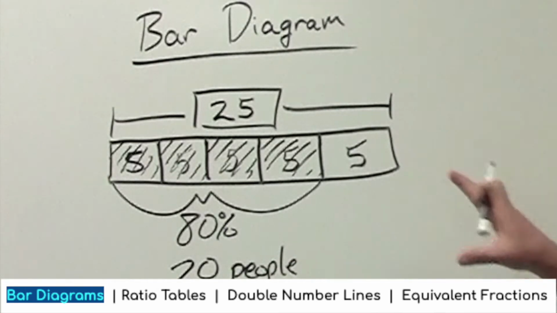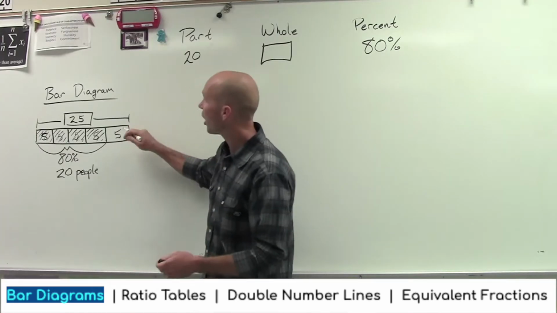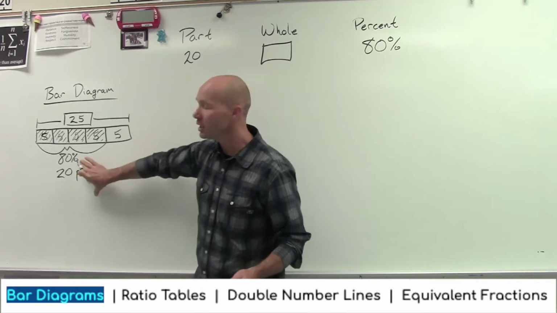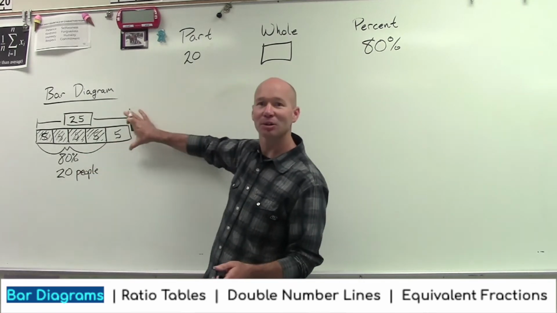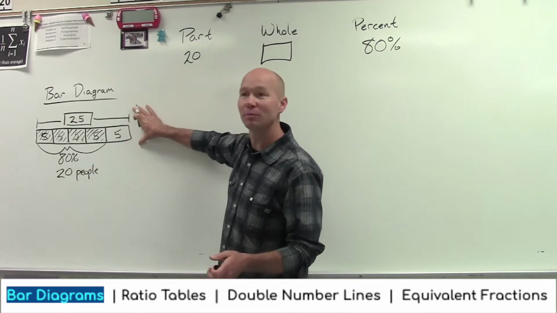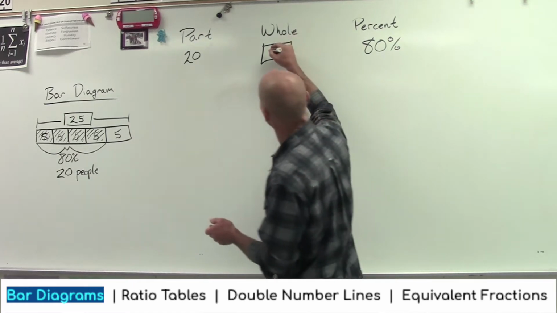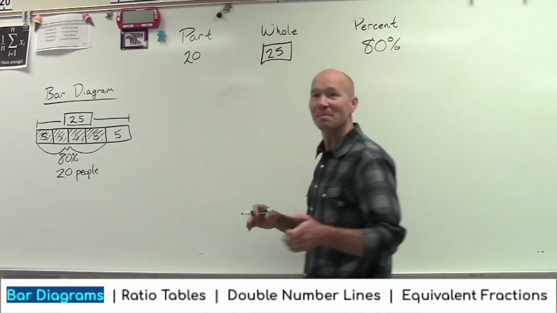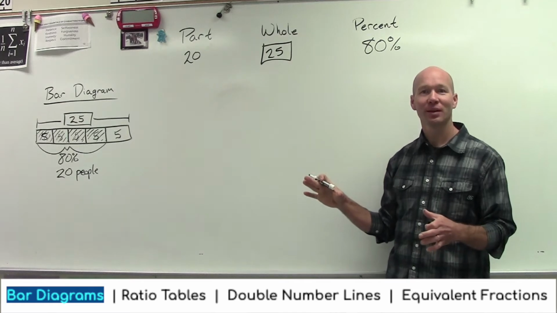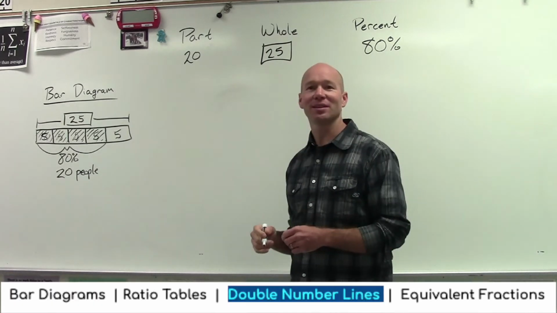Yolanda has 25 people in her club, which makes up the 100%. 80% is 20 people. 100% is 25 people. And I can just put 25 as my whole. How else can we represent this?